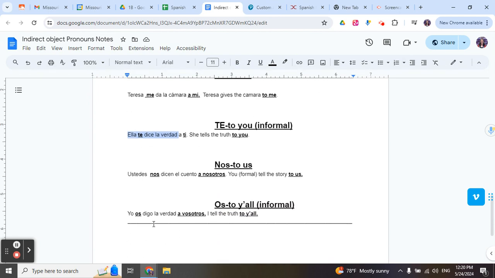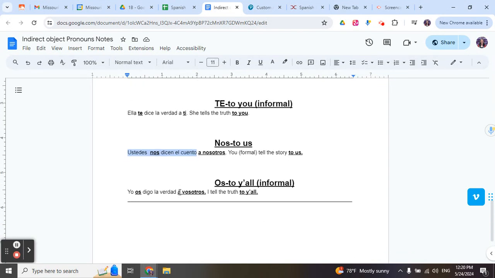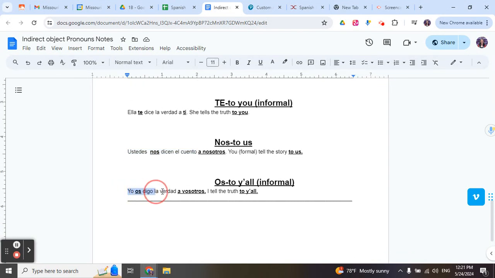And then here's one with nosotros. Ustedes dicen. So you all tell the story to us. Ustedes nos dicen el cuento. That sentence can end there. And very rarely, I mean, in only the most formal situations or for emphasis, would you add this part at the end. Yo os digo la verdad a vosotros. So I tell y'all the truth.